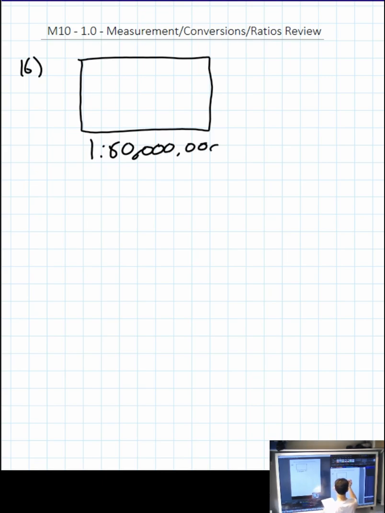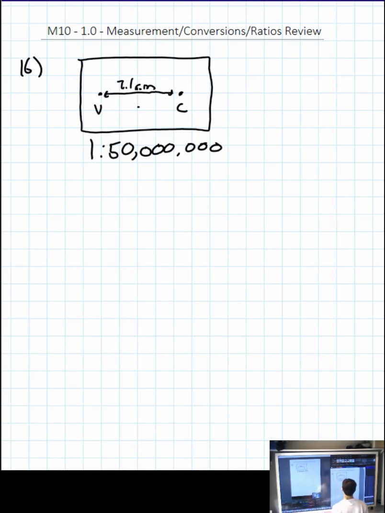So that's 50 with 6 zeros after it. 50 million is the distance on the map. And the distance on the map between Vancouver, let's put a V and then a dot for C, is 2.1 centimeters. What is the actual distance?